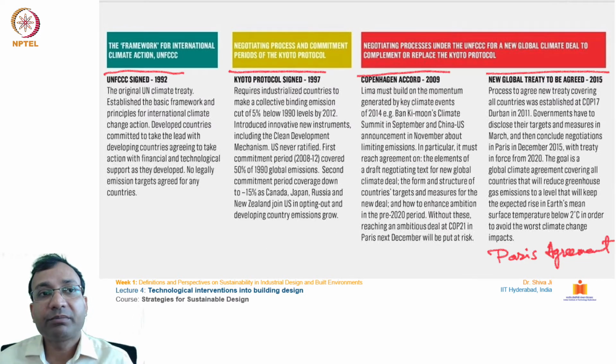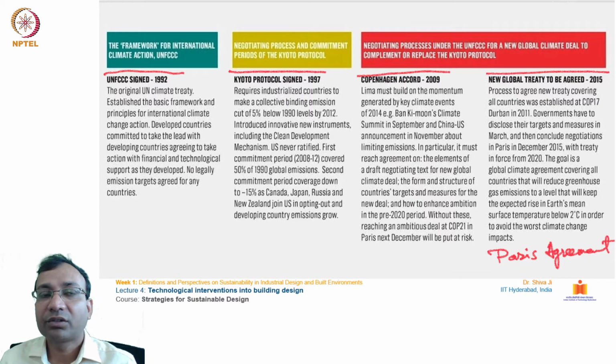The first commitment period, 2008 to 2012, covered 50% of 1990 global emissions. The second commitment period's coverage went down to about 15%, as Canada, Japan, Russia, and New Zealand joined the US in opting out, and developing country emissions grew.